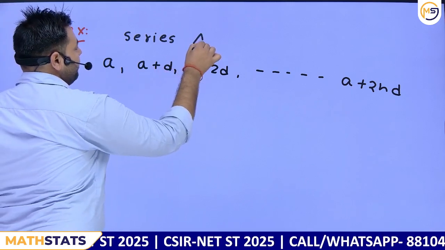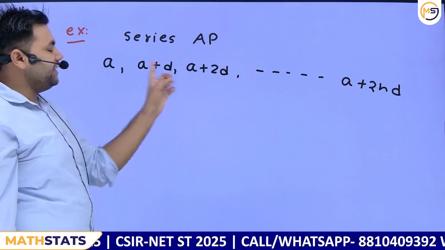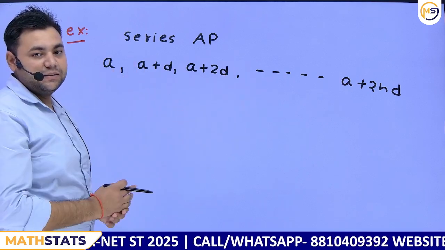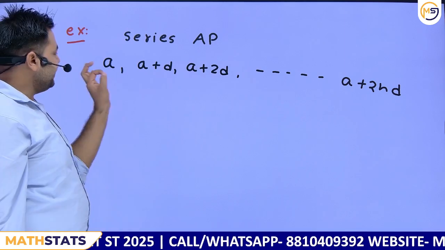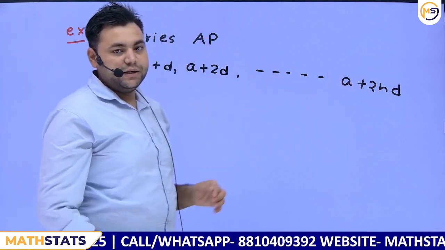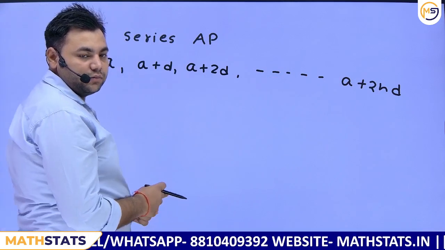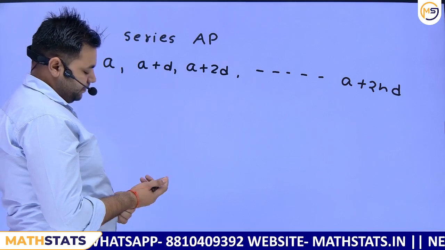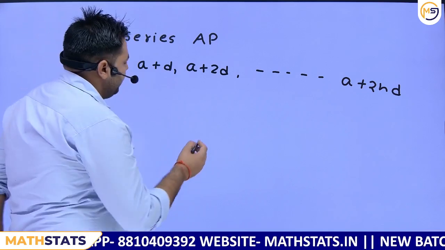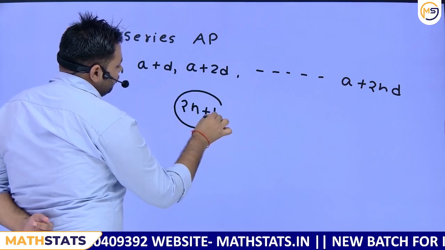AP means arithmetic progression. Suppose we have a series which is in arithmetic progression. So what is the number of terms here? It starts from A plus D, A plus 2D, and so on up to A plus 2nD. So how many terms are there? 2n plus 1. Right, here there are 2n plus 1 terms.